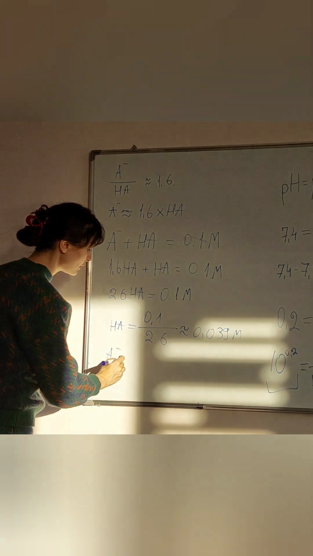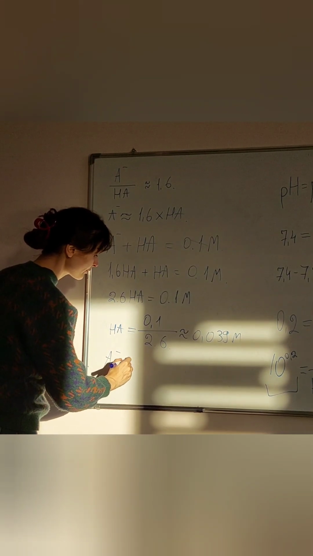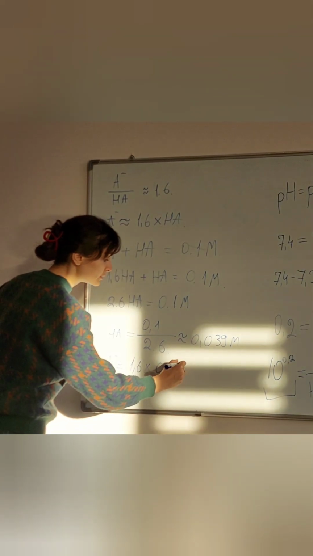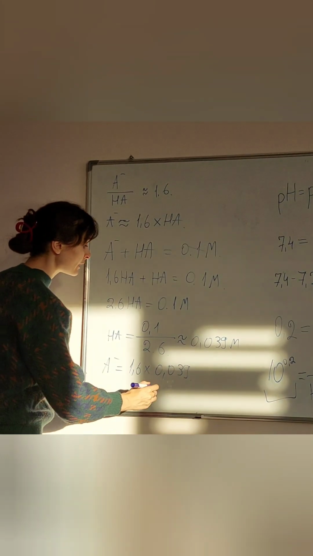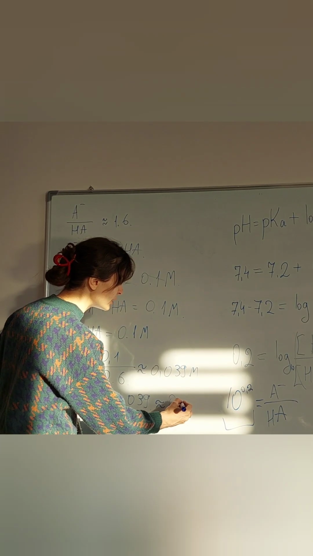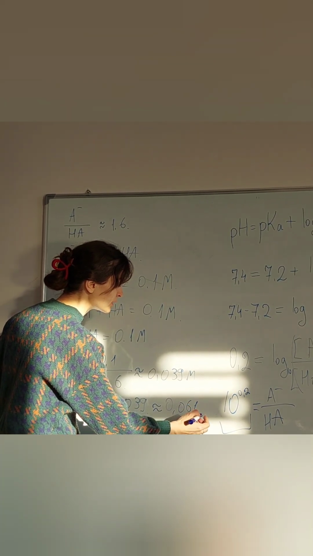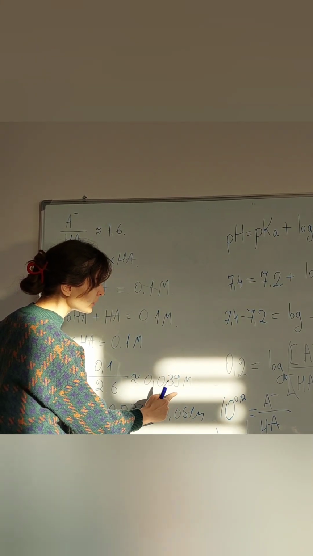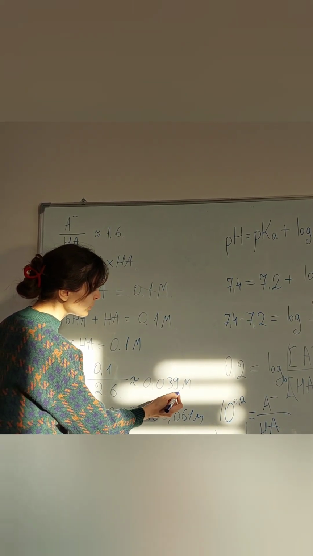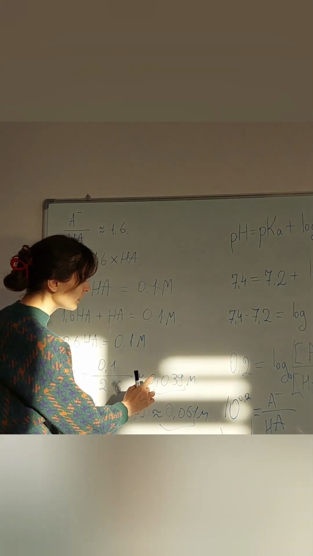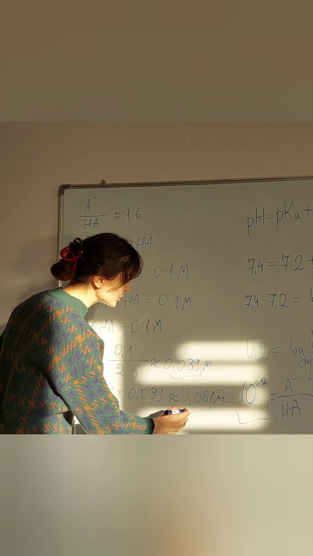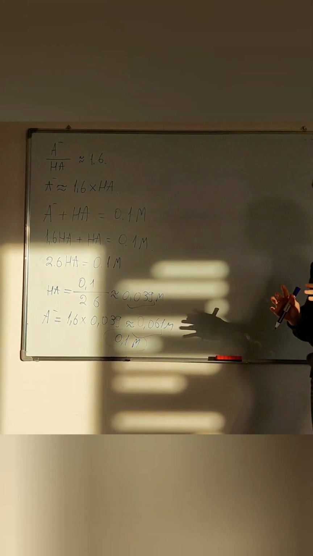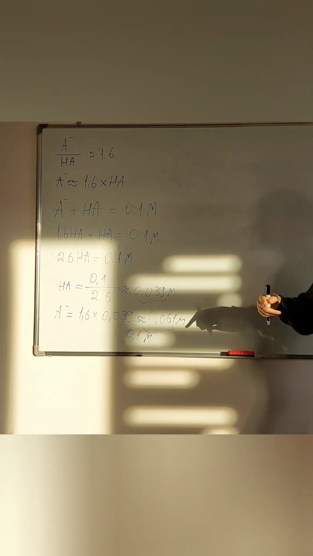So it is going to be either 1.6 times 0.039, and that will be about 0.061 mole. This is going to be a little bit more, this a little bit less, but if you combine them, it is going to be 0.1 mole. So we already have the concentrations of the acid and the conjugate base in the solution.